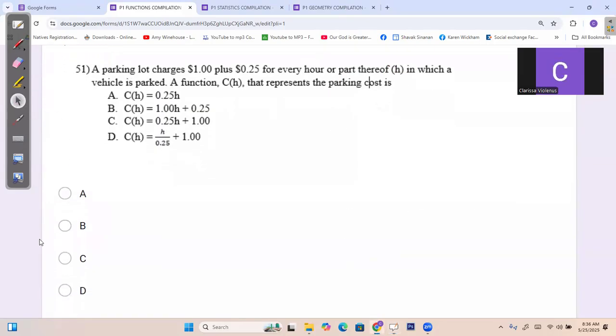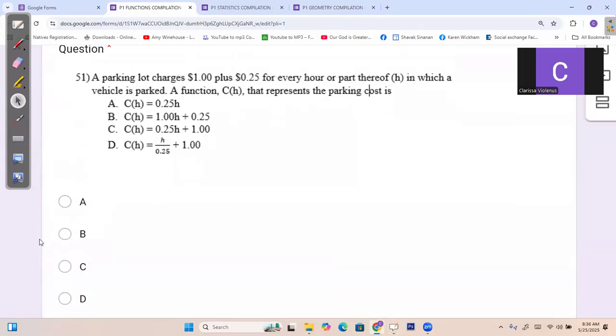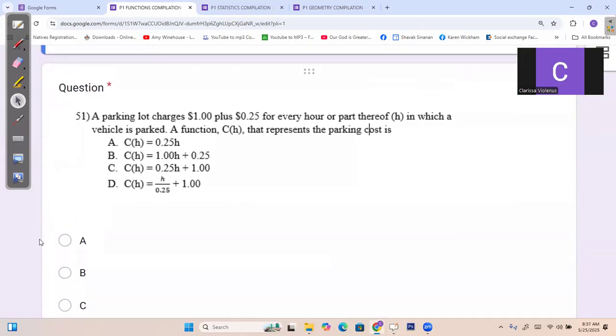All right. This is a weird question. I never seen this before. A parking lot charges $1 plus 0.25 for every hour or part thereof in which your vehicle is parked. The function C of H that represents the parking cost is, so it says, a parking lot charges $1 plus 0.25.